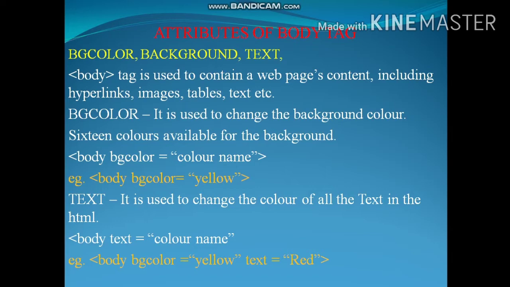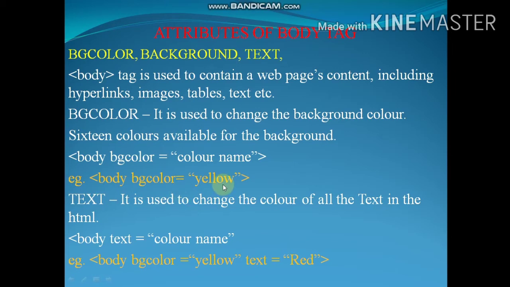Syntax: how to use it? You should use it in the beginning tag only. Body BG color equal to color name. The color name should be used with quotation marks. Example: BG color equal to yellow.